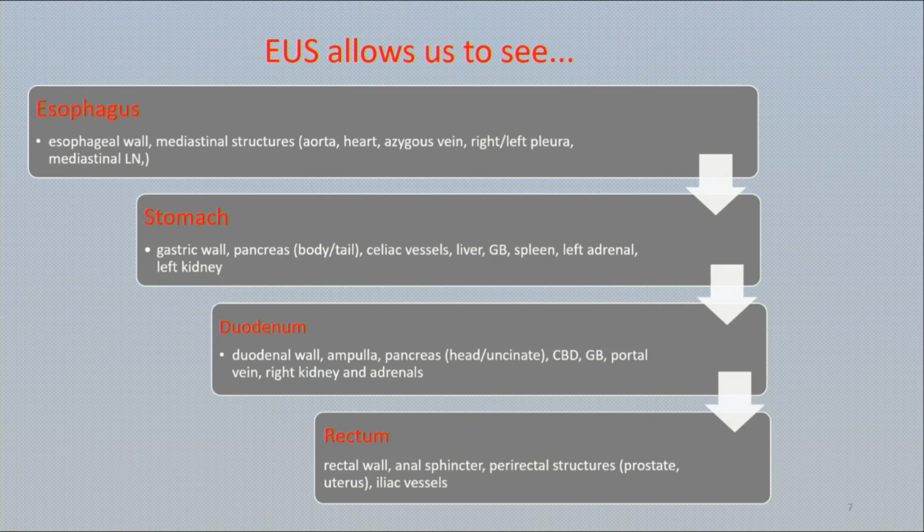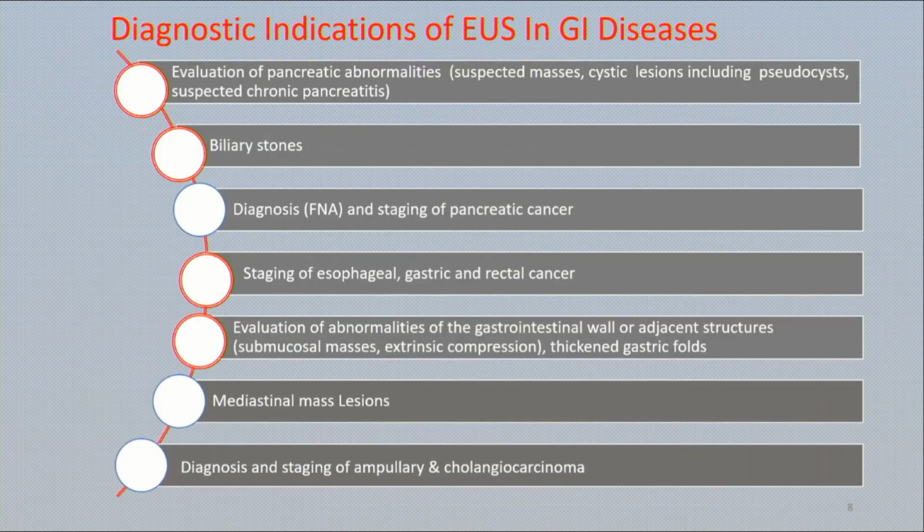EUS basically allows us to see any organ which is lying outside the lumen of the intestine. So it depends on where you are located. If it is in the esophagus, it allows us to see the mediastinum, the lymph nodes, you can see the heart, you can see azygous veins. In the stomach, it allows you to see not only the stomach wall, but also the pancreas, liver, gallbladder. From the duodenum, you can see the ampulla and gallbladder, CBD. And from the rectum, you can see around the rectum. You can put the scope not only from the mouth, you can put it from the anus, and you can see the areas around the rectum. So these are the indications where we use EUS.